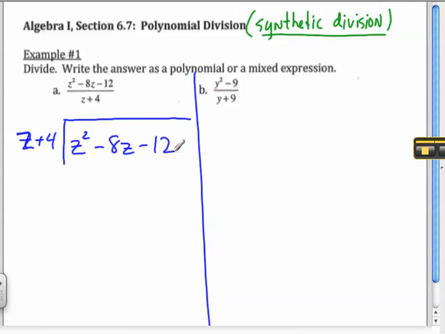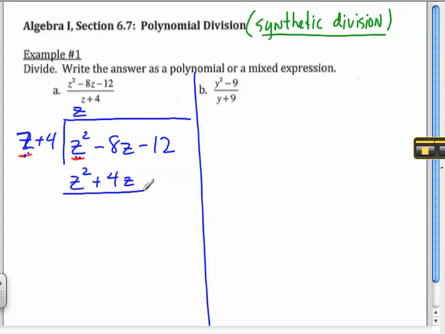Now you'll remember the very first thing I'm supposed to do is divide. But when I do the division step, I only look at the first terms. And I'm going to ask myself, z times what gives me z squared? Well, z times z gives me z squared. That's the division part. Now I need to multiply back down. So z times z is z squared. Z times 4 is positive 4z.